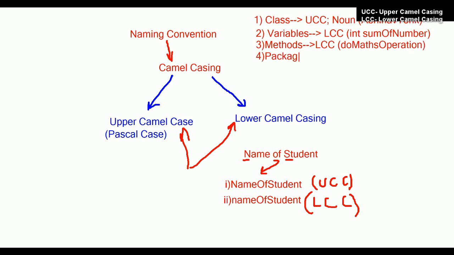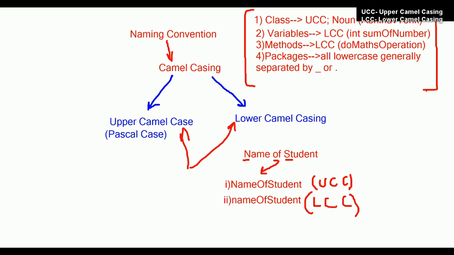And package names are usually given in lowercase letters, generally separated by underscore or dot. So these are the basic naming conventions which we follow in Java. For other naming conventions like interfaces and other things, I'll be covering them when I take sessions on those respective topics. As of now, you just remember the basic naming conventions of classes, variables, methods and packages.